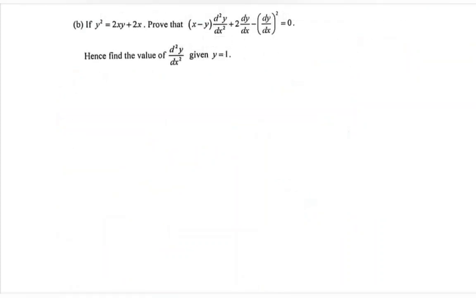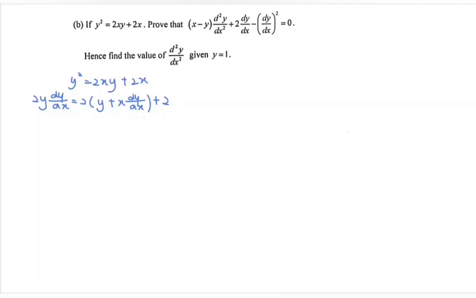Kindly refer to B. Given the situation where y squared equals 2xy plus 2x, the question asks us to prove the situation given. So let's differentiate with respect to x. Here we have 2y dy/dx equals, using the product rule, 2 bracket y differentiate x, which gives 1, plus x differentiate y, which gives dy/dx, and then plus 2.